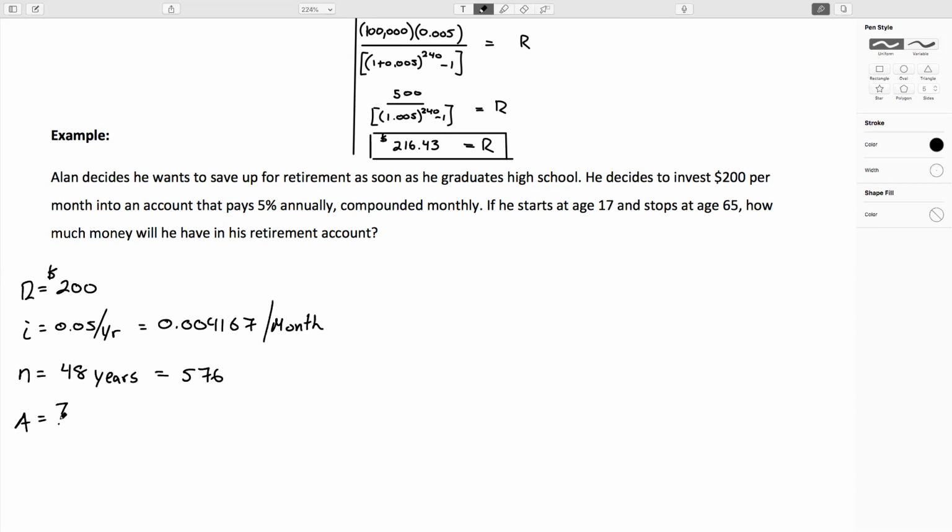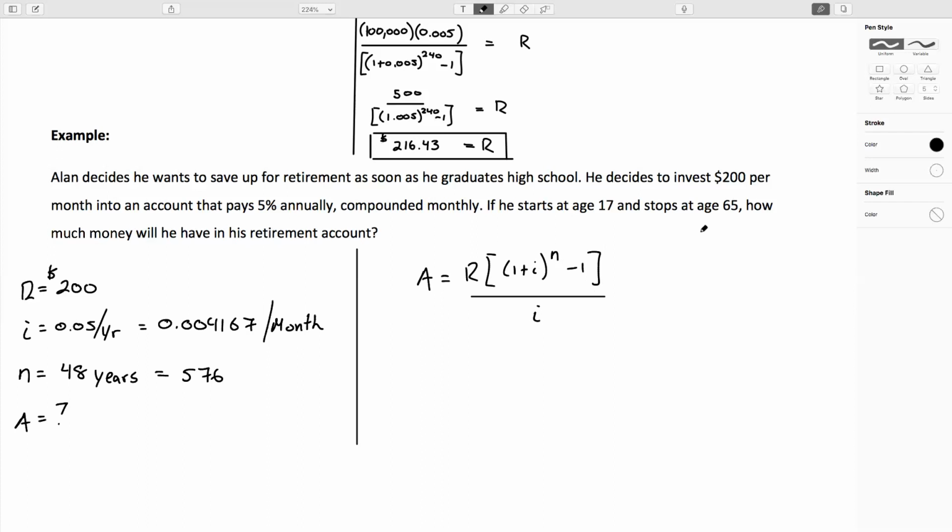I mean, we can just do it. We can estimate it. What's 576 times 200? You will have paid $115,200 if there's no interest. We will see this number is much bigger than that when it's all said and done. So write our formula. A equals R times 1 plus I to the power n minus 1 all divided by I.